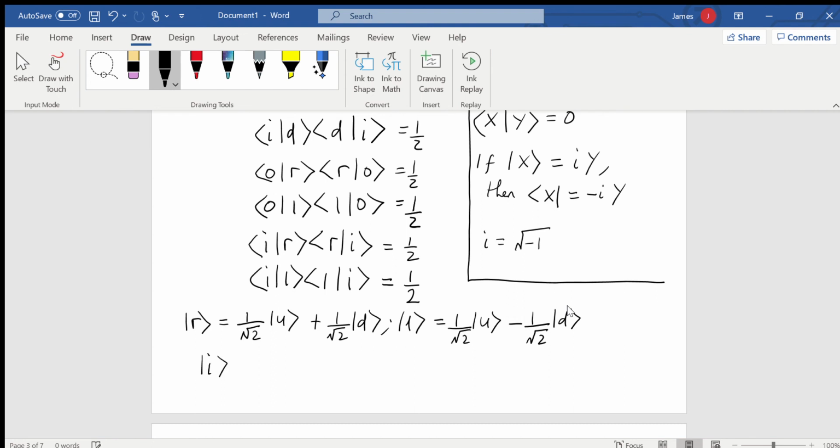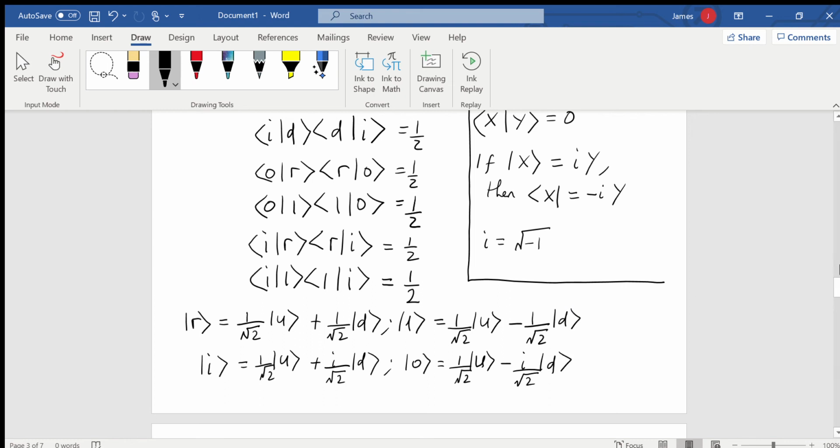In is 1 over root 2 up plus i over root 2 down. And finally, out is 1 over root 2 up minus i over root 2 down.